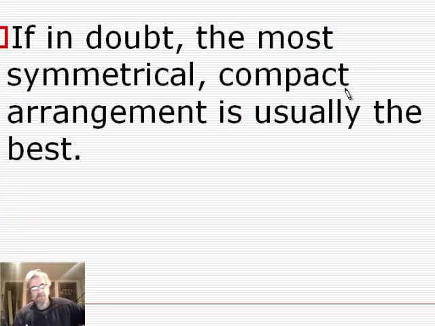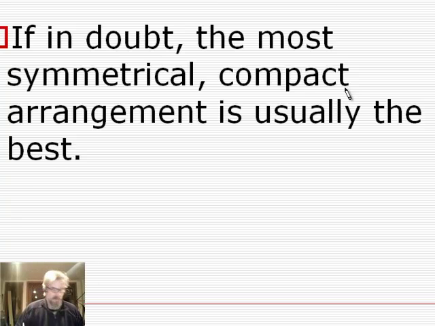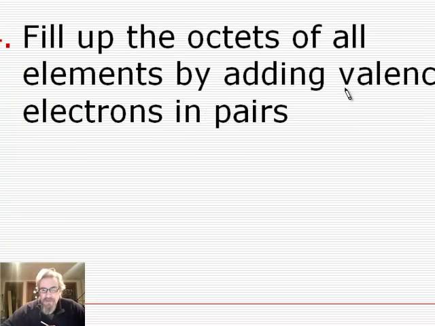Another general rule is if you're trying to decide between a couple of Lewis structures, and one is long and stringy and the other one is symmetrical and compact, the symmetrical compact arrangement is usually the best one to get started with, at least. Once you've got a skeleton, the next thing you want to do is fill up the octets of all the elements by adding valence electrons in pairs.